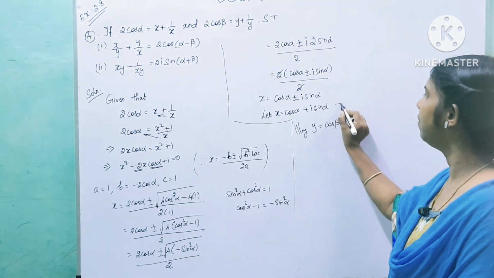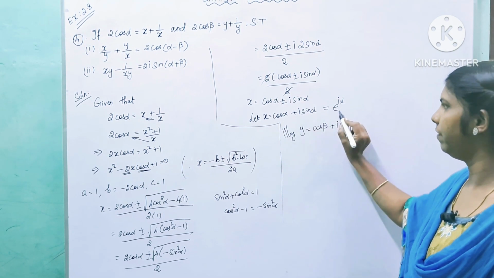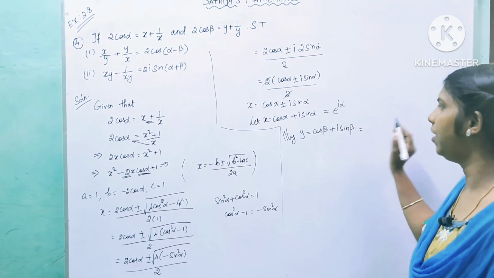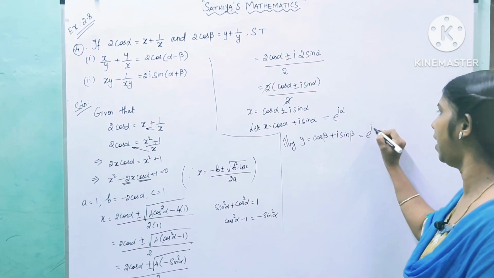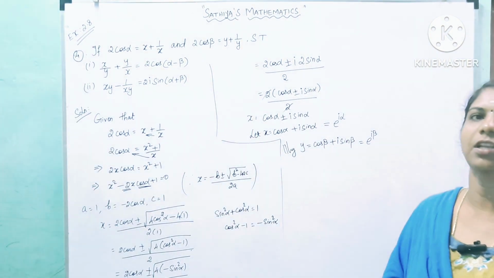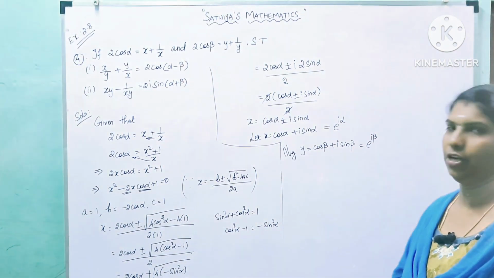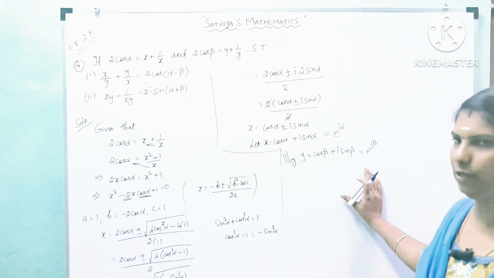Here I will use Euler's formula to rewrite this. cos alpha plus i sin alpha we can write as e power i alpha. Similarly cos beta plus i sin beta we can write as e power i beta. Because with Euler's formula, when there are powers, it will be easy to find the value. Similarly for multiplication and division, we can find the value easily.